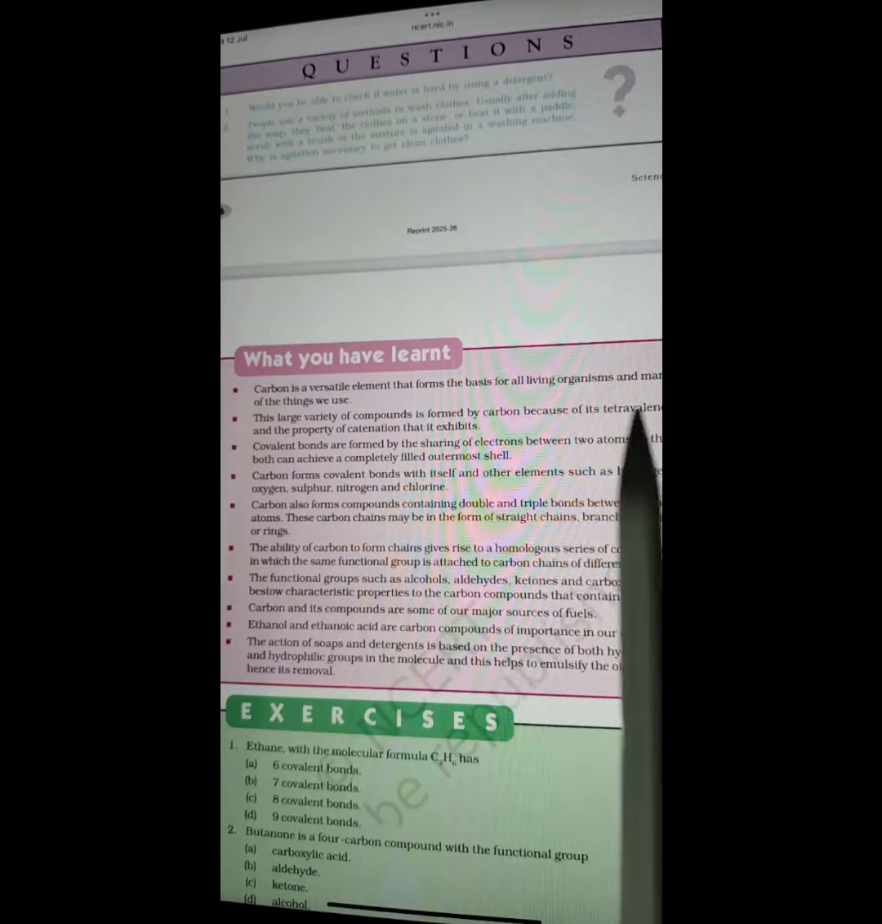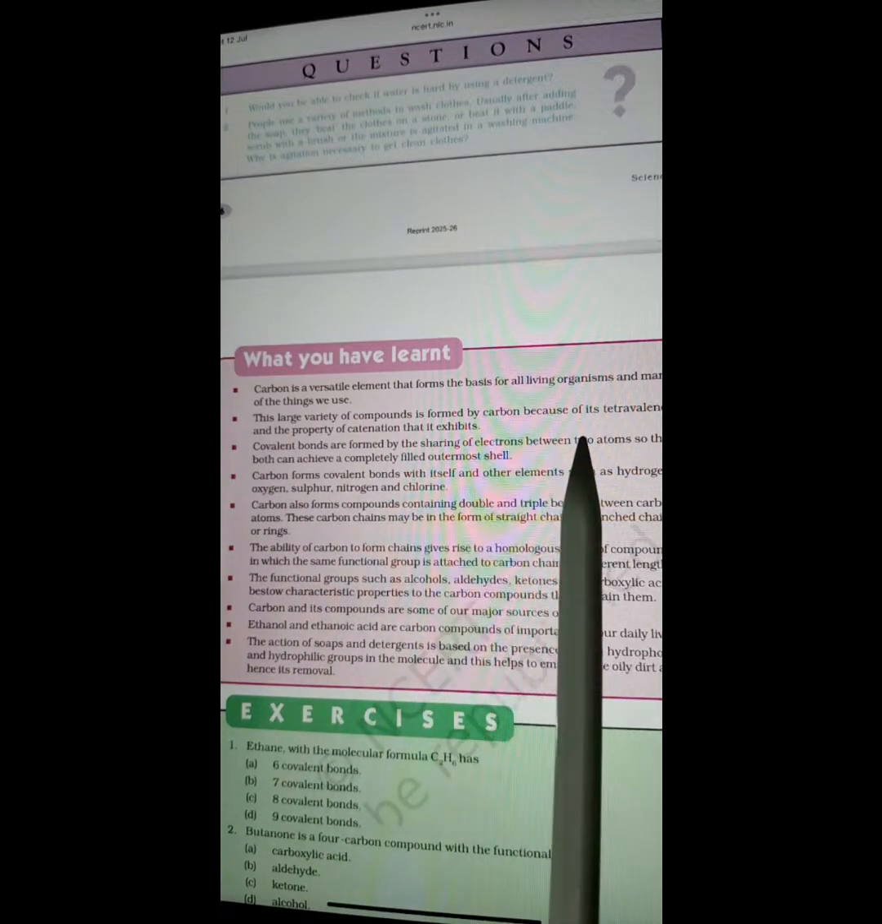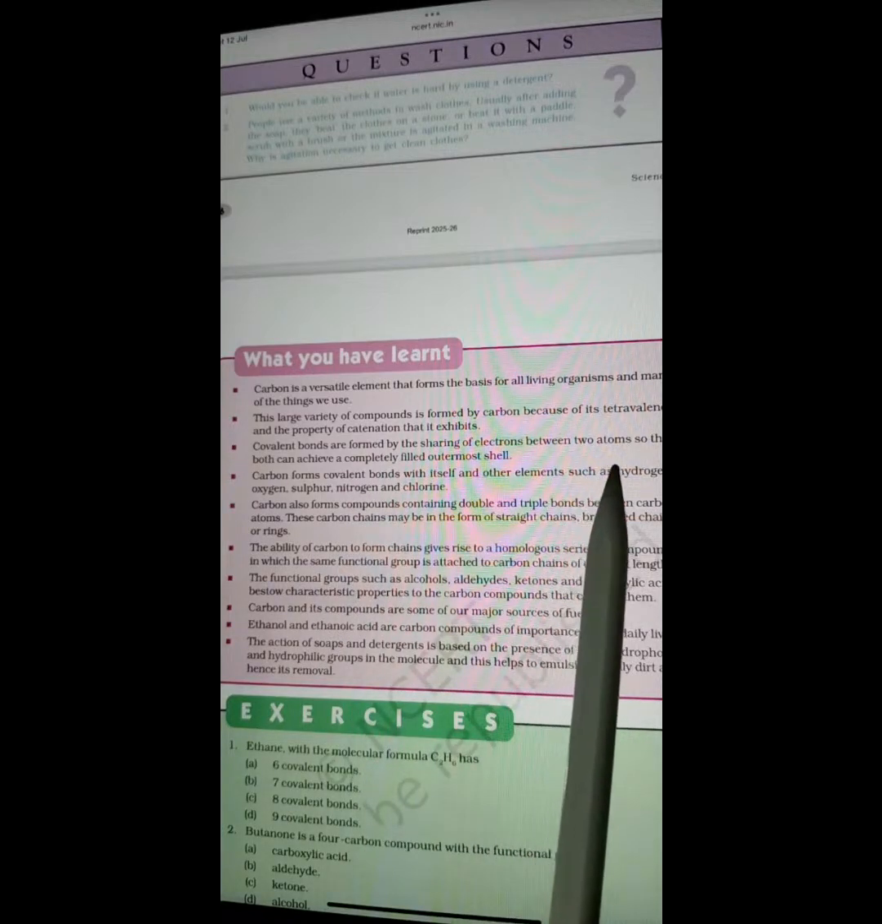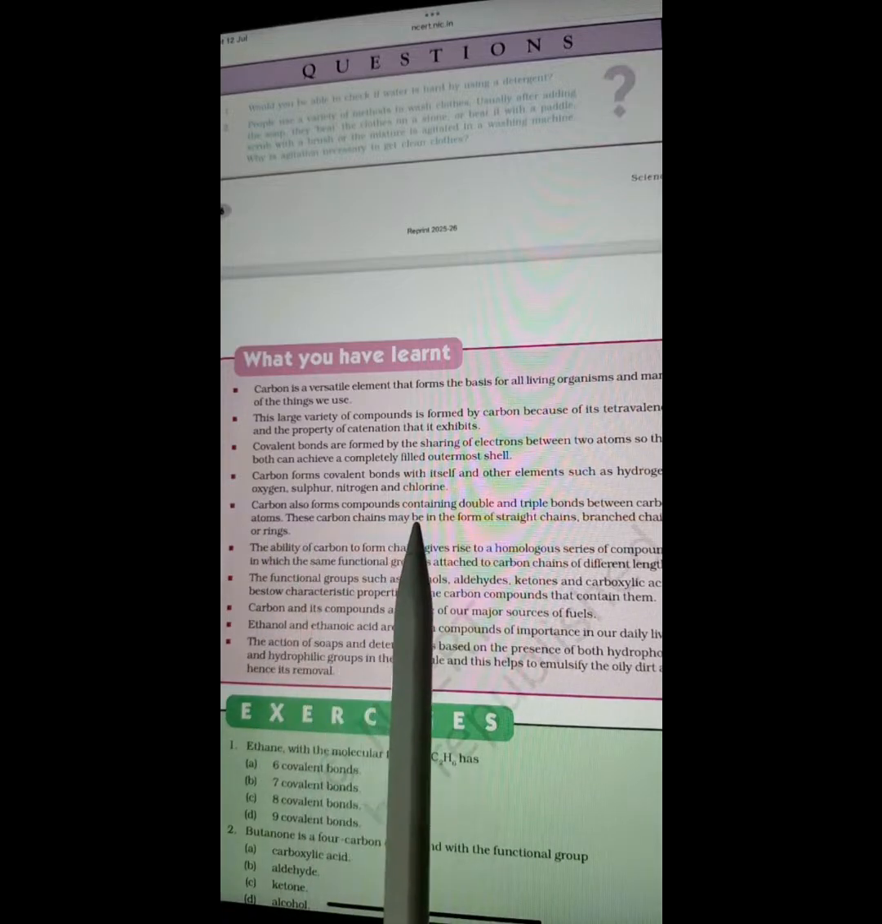Carbon is a versatile element that forms the basis of all living organisms and many of the things we use. This large variety of compounds is formed by carbon because of its tetravalency and the property of catenation that it exhibits. Covalent bonds are formed by the sharing of electrons between two atoms so that both can achieve a completely filled outermost shell. Carbon forms covalent bonds with itself and other elements such as hydrogen, oxygen, sulfur, nitrogen, and chlorine. Carbon also forms compounds containing double and triple bonds between carbon atoms. These carbon chains may be in the form of straight chains, branched chains, or rings.